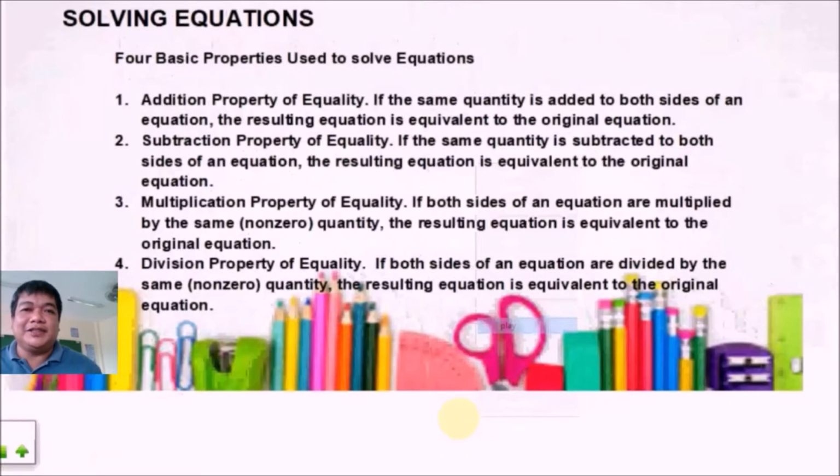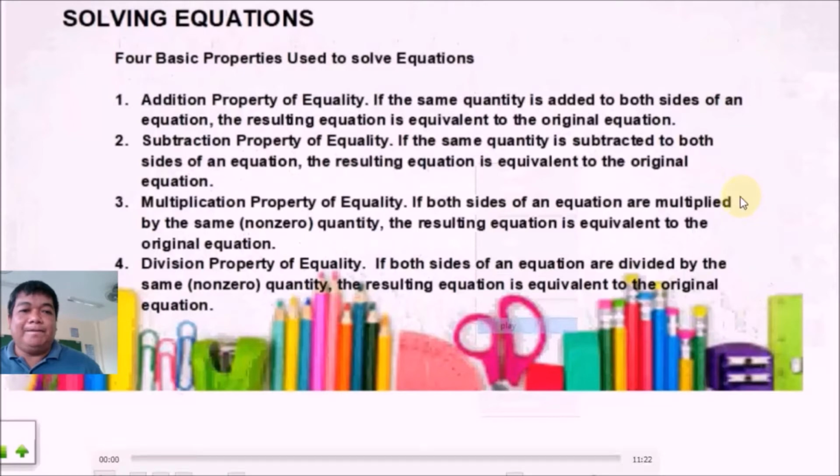This time we're going to discuss solving equations. During our last lesson, we covered translating words into symbols and symbols into words, or vice versa. So this time we're going to have solving equations, which is simply finding the value of the variable, or the unknown number, from the equation.